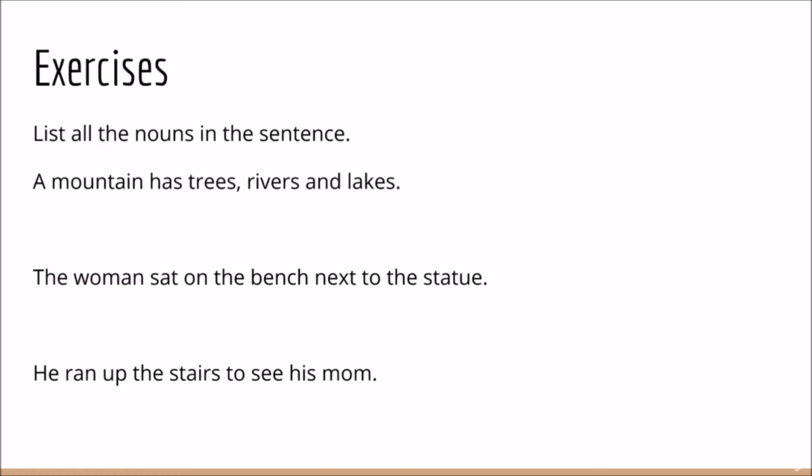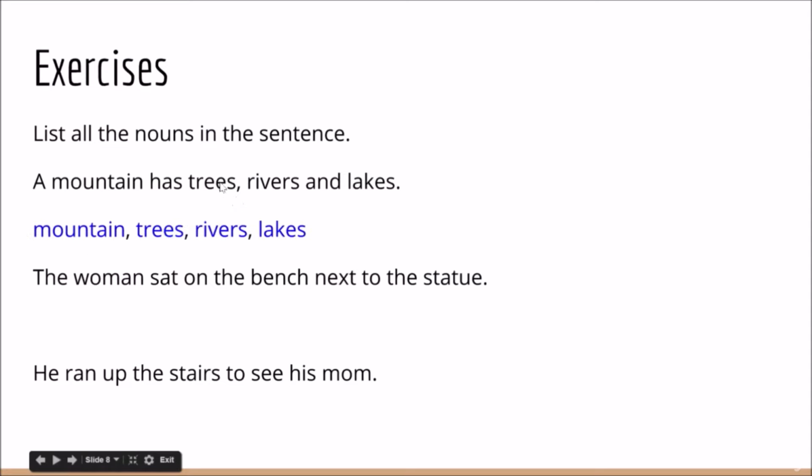All right. So I hope that was easy for you to do. Let's go over it and see if we can find all the nouns in these sentences. So the first one, a mountain has trees, rivers, and lakes. In this sentence, the nouns are mountain, trees, rivers, lakes. So you can see that most of this sentence is formed by nouns. These other words we will cover eventually, but as you can see, the more we learn, the more we're able to identify every part of this sentence.